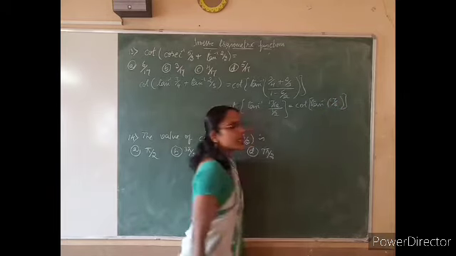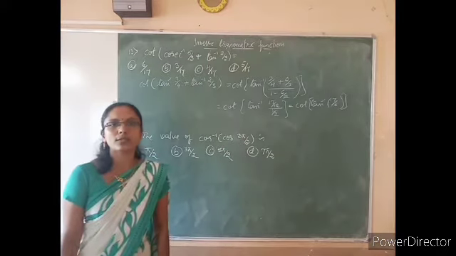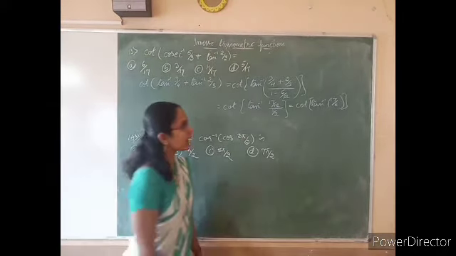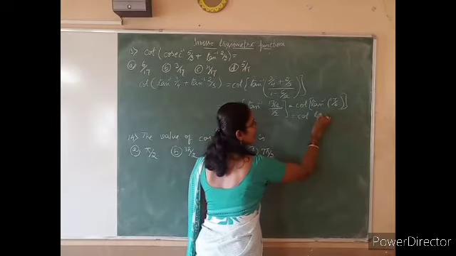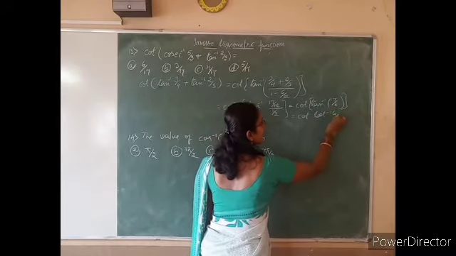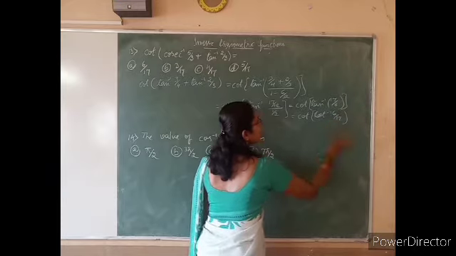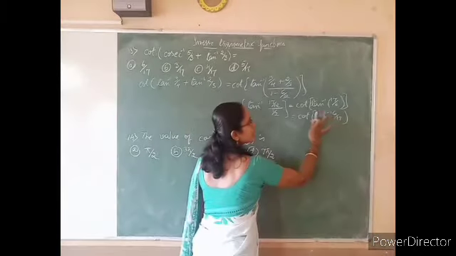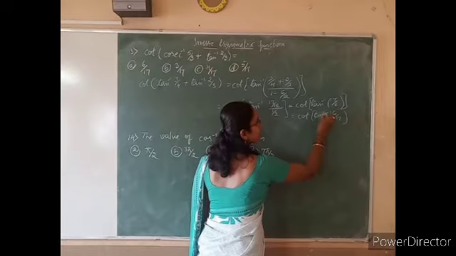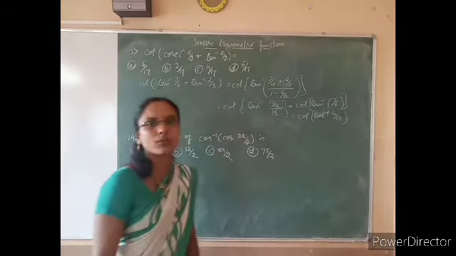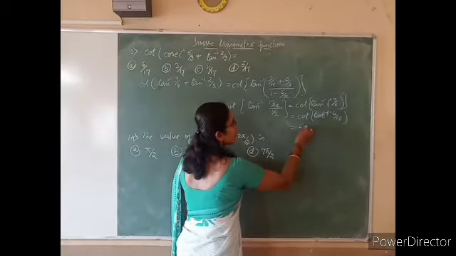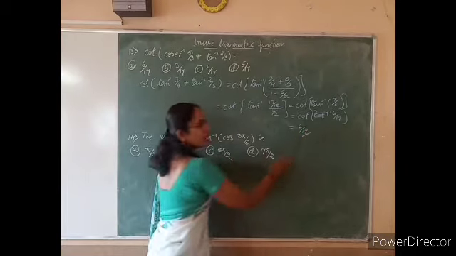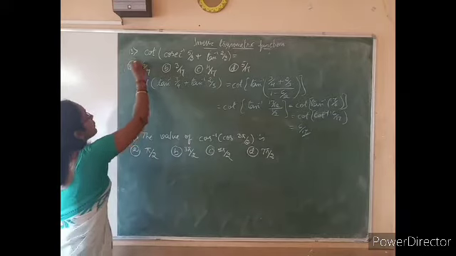You have the result that tan inverse of x is equal to cot inverse of 1 by x. Using that we can write this as cot of cot inverse of 6 divided by 17. Therefore the value will be 6 divided by 17. That is the first option.